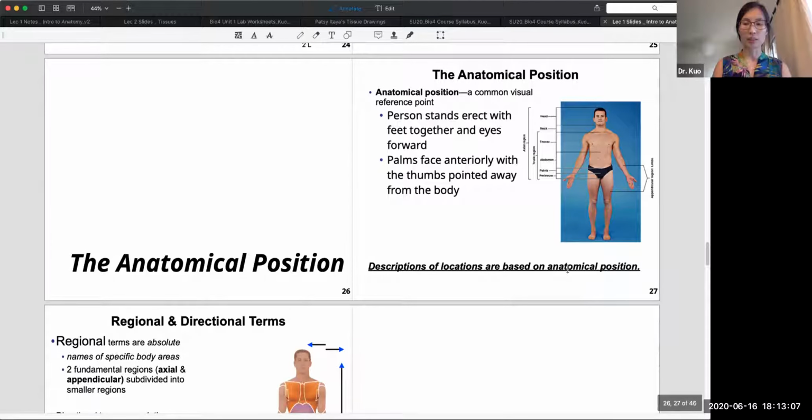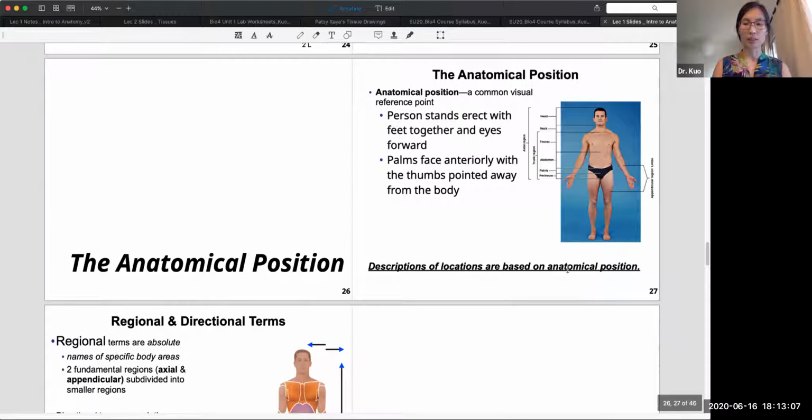Those that describe the axial region. Axial is along the axis, right? Imagine there's an axis down the center of your body. So this is the axial region, and then the appendicular region are the things that are seen to be attached to it. So they're the upper limbs and lower limbs. Each of those can be further divided into smaller regions.